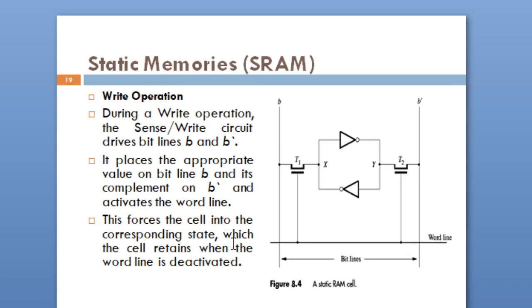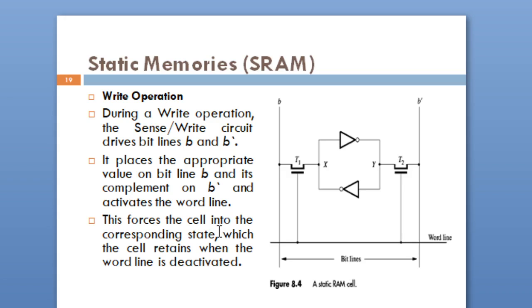Write operation. During a write operation, the sense write circuit drives bit lines B and B dash. It places the appropriate value on the bit line B and its complement on B dash, and activates the word line. It is a write operation, so it is changing the x and y values. First it will update the values on B and B dash. If B is 0, it will change it to 1. If the B value is 1, then B dash will become 0. Once this is done, it will activate the word line.